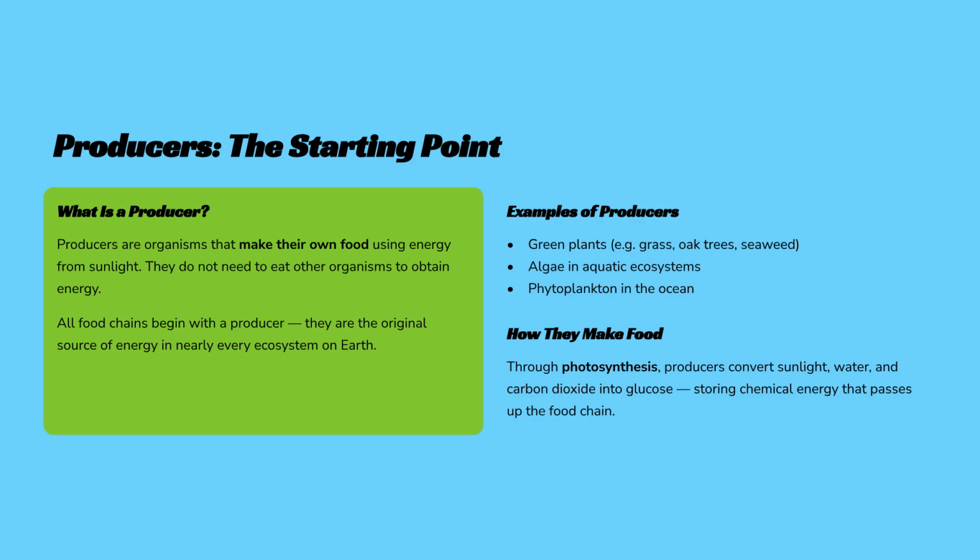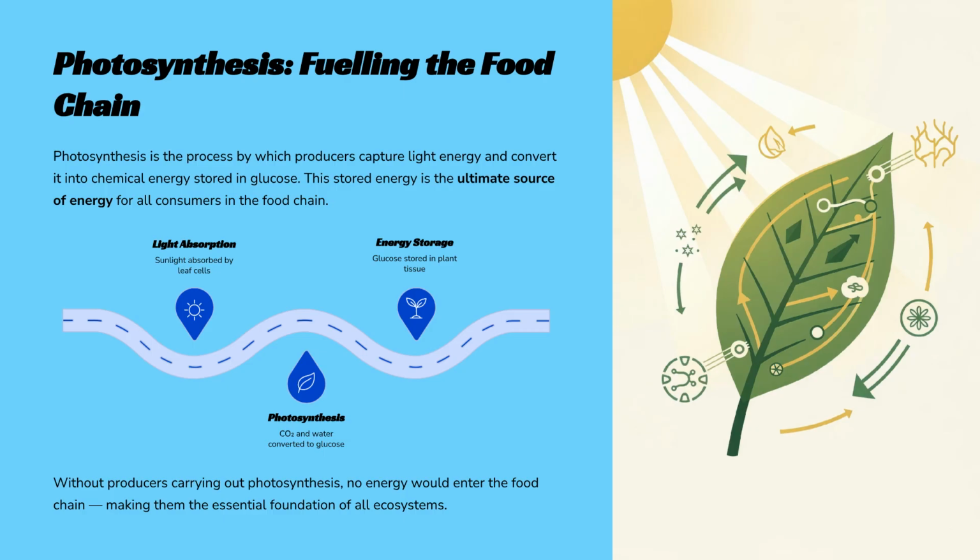Producers are the starting point of nearly every food chain. They make their own food using sunlight, acting as the primary source of energy for the entire ecosystem. Through photosynthesis, producers capture light energy and store it as glucose. This stored chemical energy is the essential foundation that fuels the rest of the food chain.